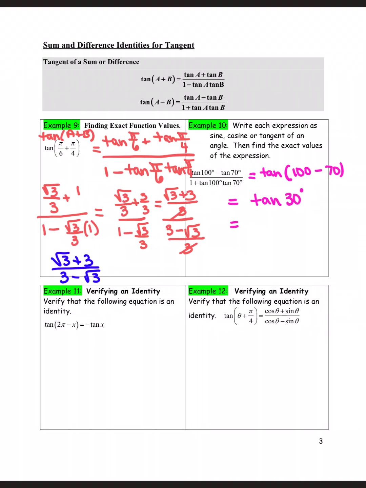We know that sine of 30 is 1/2. We know cosine of 30 is square root of 3 over 2. The 2's cancel, leaving me with 1 over square root of 3. So if I rationalize this, that's square root of 3 over 3.